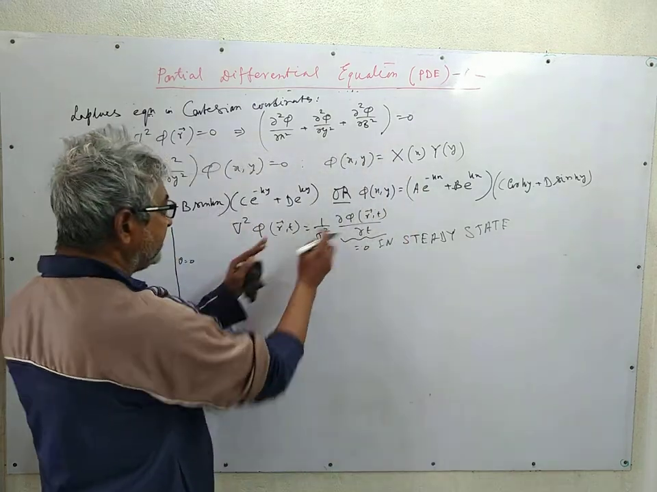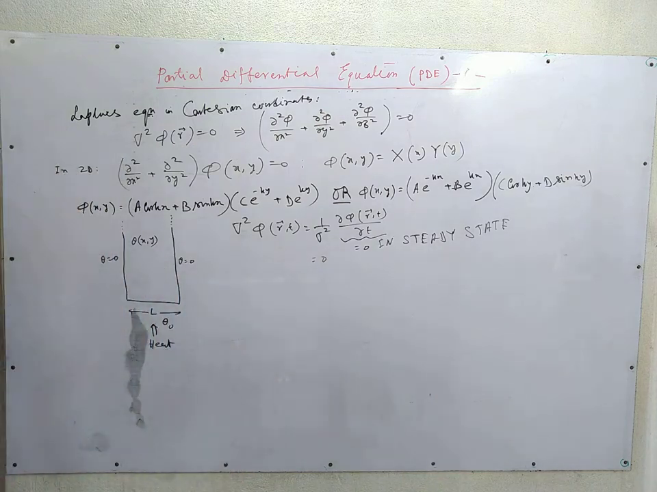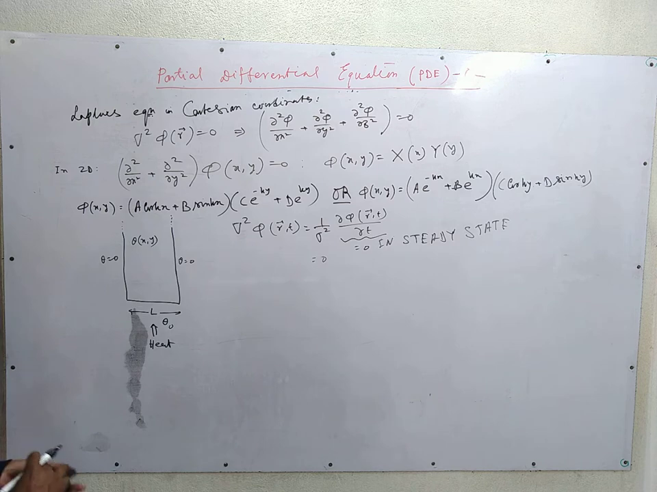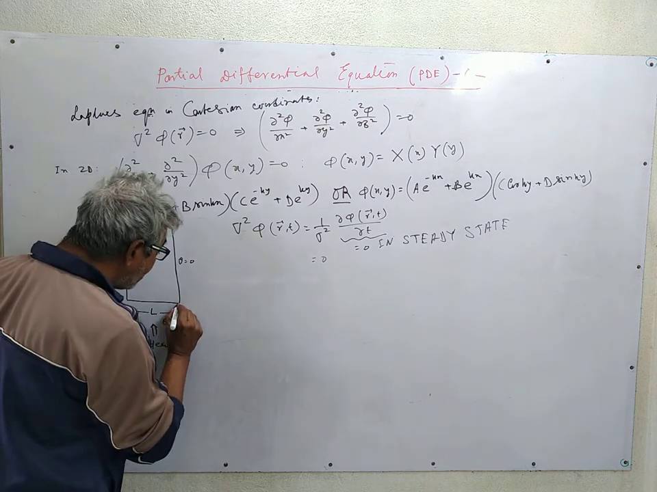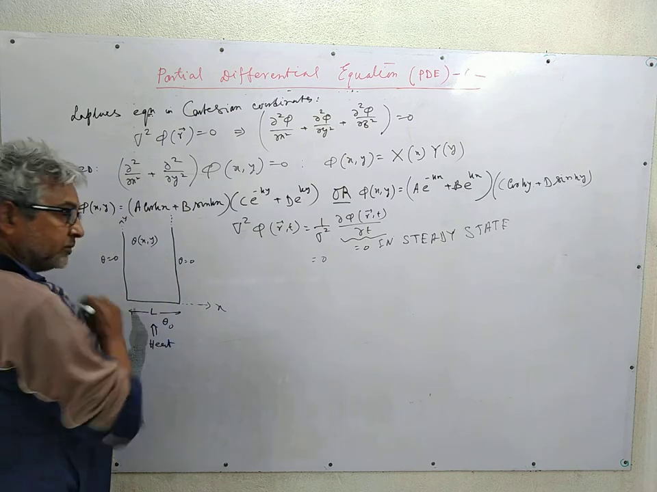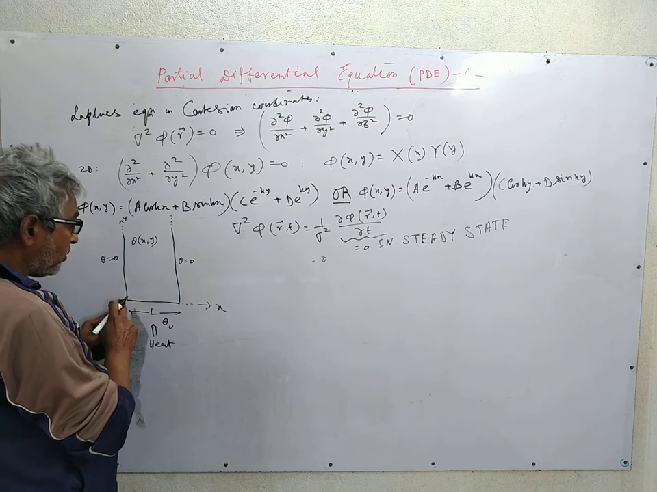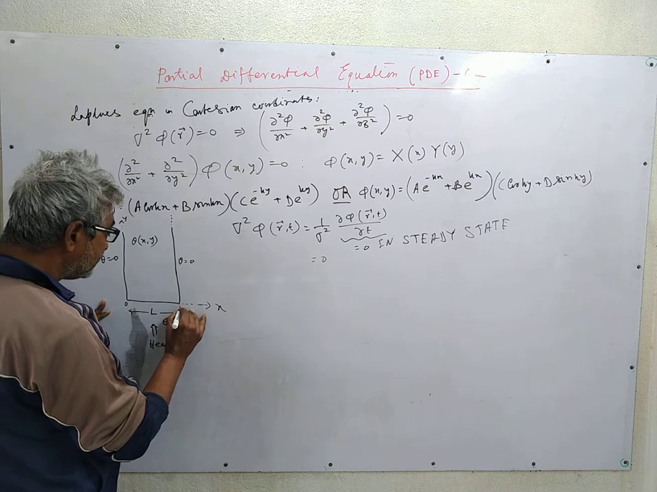So the equation reduces to Laplace's equation. This is a two-dimensional problem, so we need to solve Laplace's equation in 2 dimensions to get the temperature at a point. Now, if we choose this direction to be the x direction, then it is the y direction. You see that the function is 0 at x equal to 0 and at x equal to L.